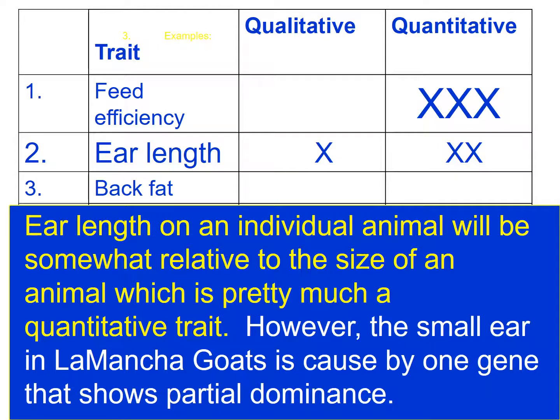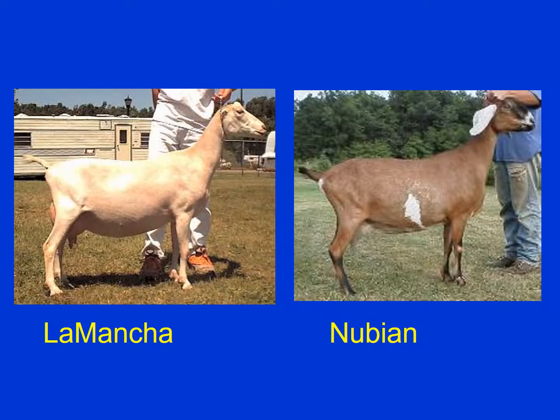However, we do have a few examples where ear size can be greatly influenced by one gene. An example of that is LaMancha goats. So here we have LaMancha goats with a very small ear. And actually in LaMancha goats, there are two distinctive types of ear. One is the elf ear and the other one a gopher ear.